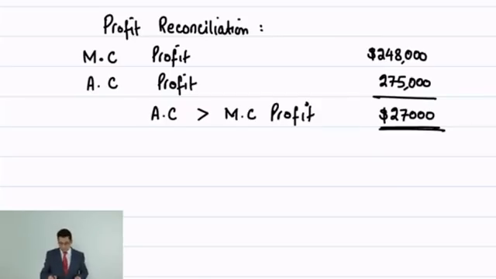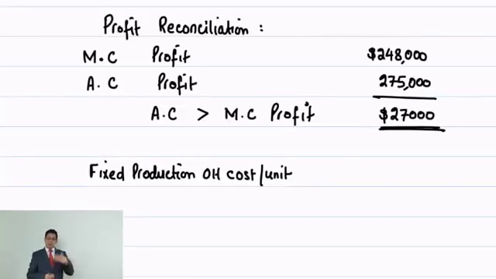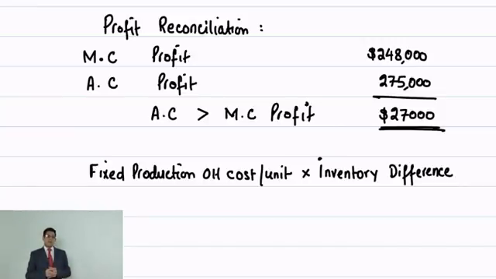Now how do we reconcile this? Okay, the formula is fixed production overhead cost per unit. Later on we will call it overhead absorption rate, multiplied by inventory difference. Inventory difference is simply the difference in inventory between the start of the year and the end of the year, opening inventory and closing inventory. How many units we had in opening inventory and how many units we had in closing inventory, the difference between the two is called the inventory difference. Now can I say fixed production overhead is 36 per unit?